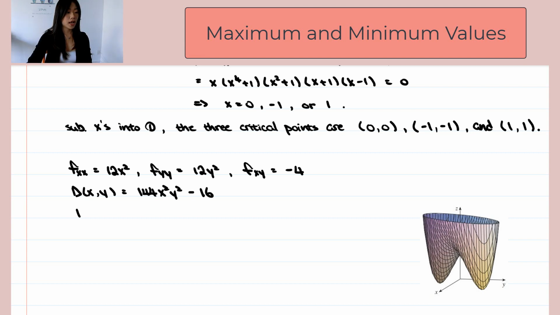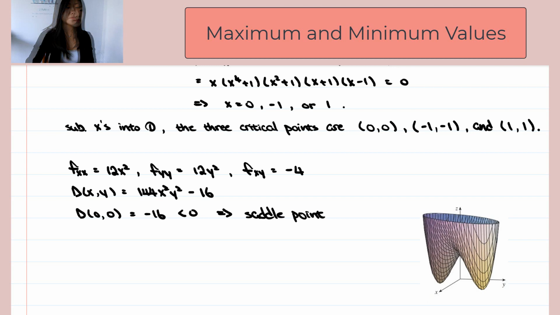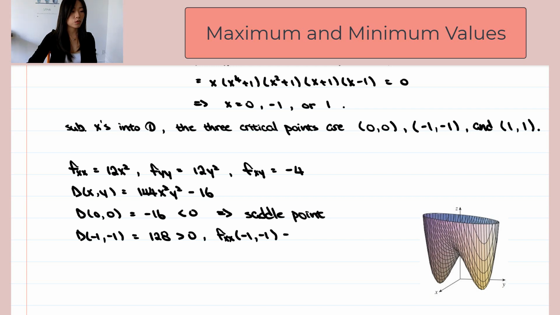The first point at 0, 0. The D would be negative 16, which is negative, which means this critical point represents a saddle point. And the second critical point is at -1 and -1. So I substitute -1 and -1 into D, and I get 128, which is positive. Then I'll also need to find the sign of f sub xx. F sub xx at this point, -1 and -1, would be positive 12. Then using the second derivative test, this critical point would be a local minimum.